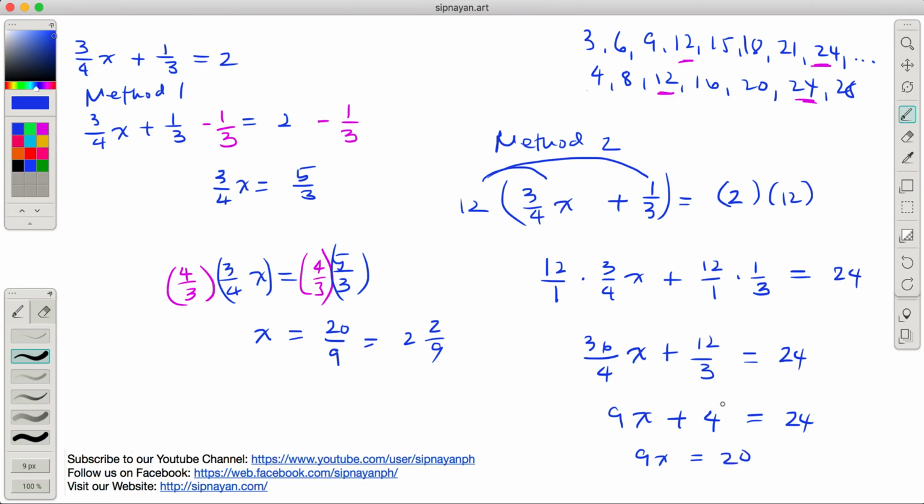So 9x plus 4 equals 24. Kasi tatanggalin ko yung 4 dito, tatanggalin ko yung 4 dito, para mawala to. So 9x equals 20. And then I divide both sides by 9, para x na lang matira sa kaliwa. So x equals 20 over 9. Which is the same as the answer here. Okay, so nakita nyo to. Ito, method with fraction. Ito ay walang fraction.